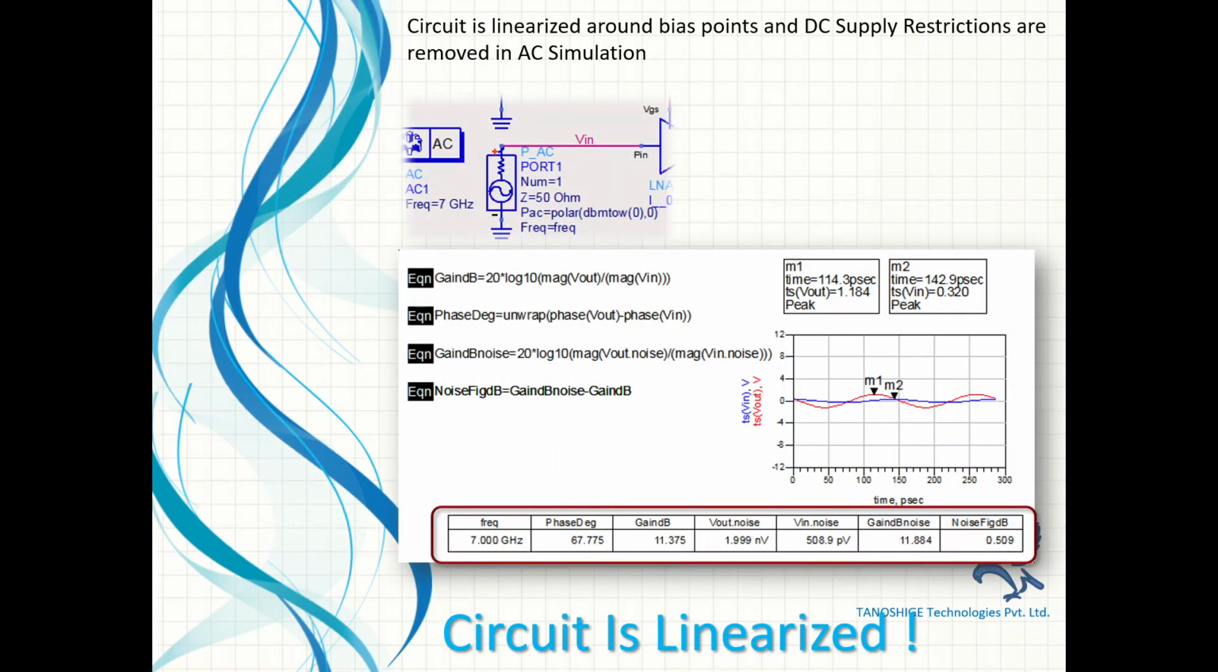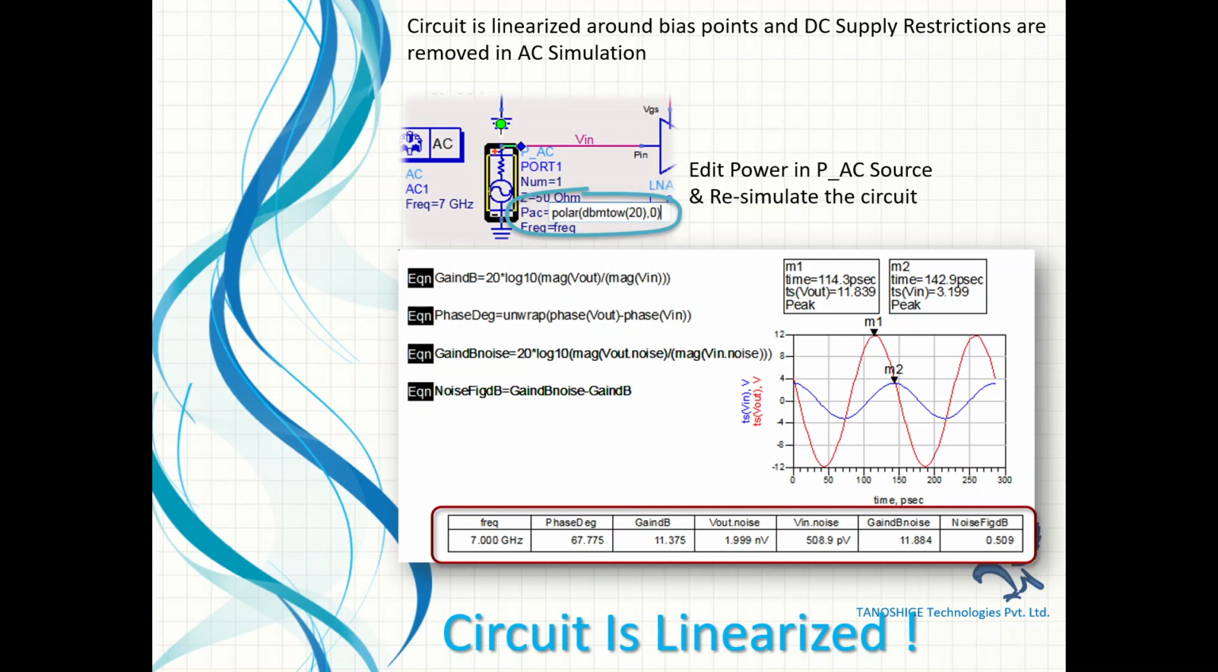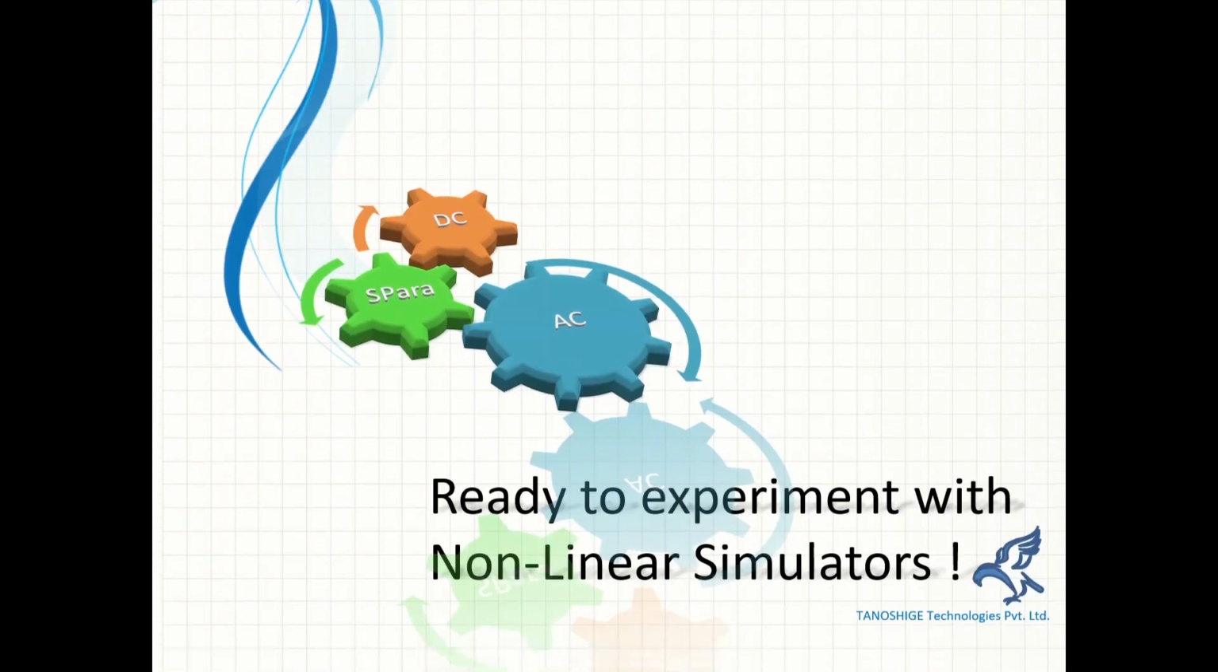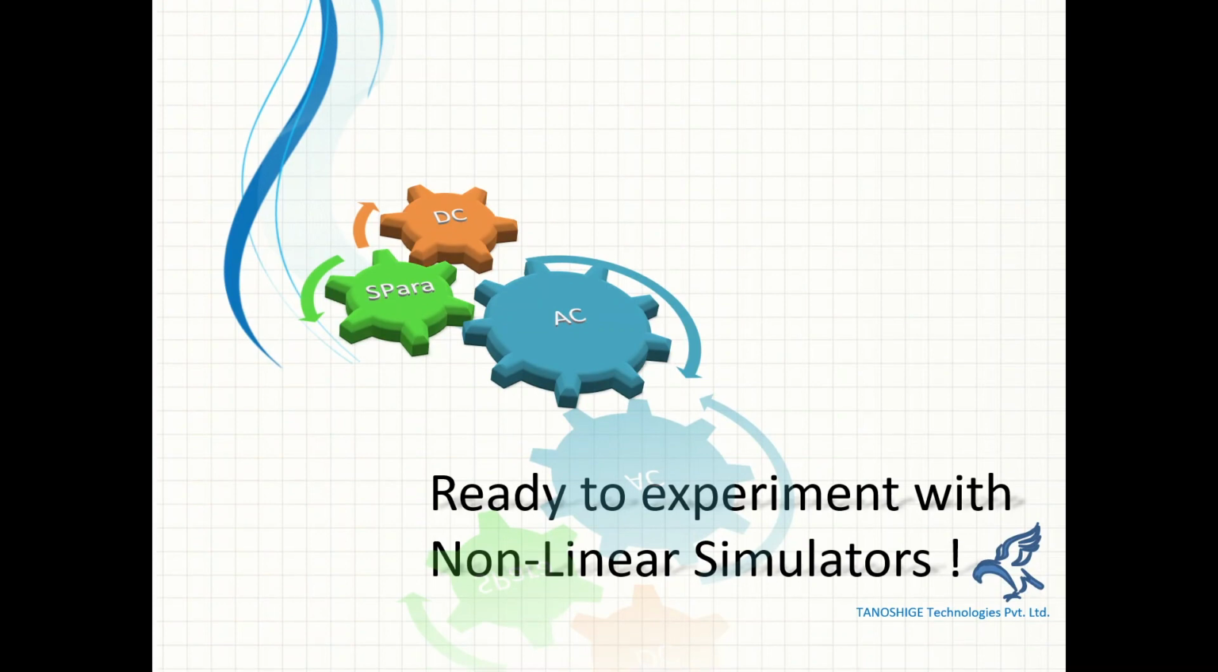And we know what AC simulation is, right? We can change the power levels, and you will notice that the supply was 4 volts, but then the Vout swings to 12 volts. That's just to prove that it is linearized and the restrictions of the supply voltage are no longer there. So that's what an AC simulation is.